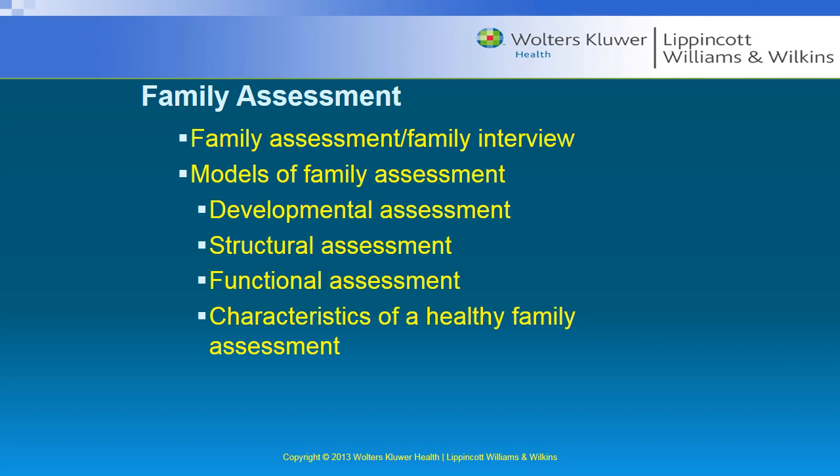Your textbook includes one assessment tool, 4-1 on page 89. It's the Family Assessment Guide. The family members would be listed. A genogram and an Ecomap may be set up or established. You would discuss family strengths and conduct a developmental assessment, a structural assessment, a functional assessment, and then ask questions to determine the presence of characteristics of a healthy family.